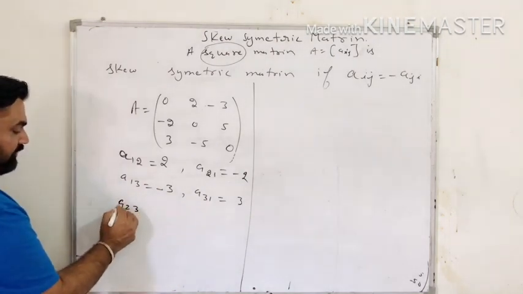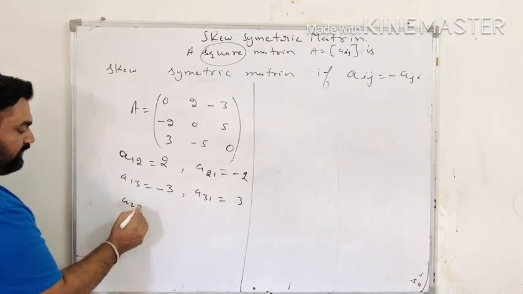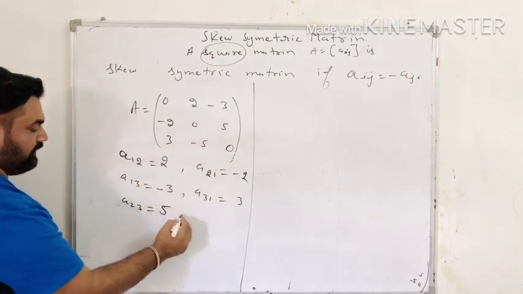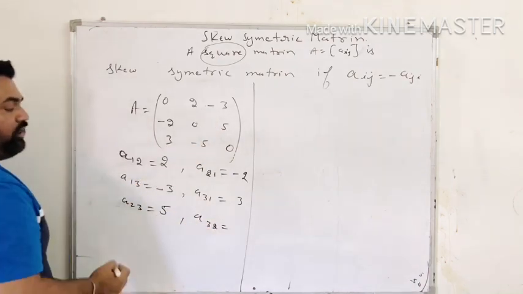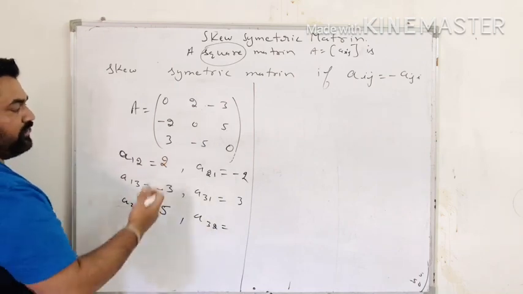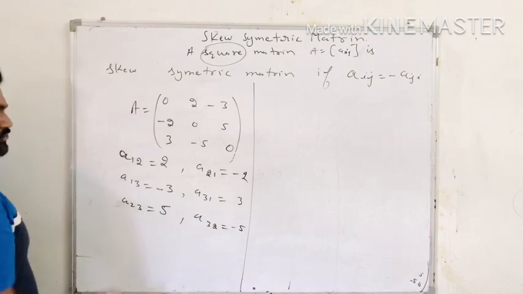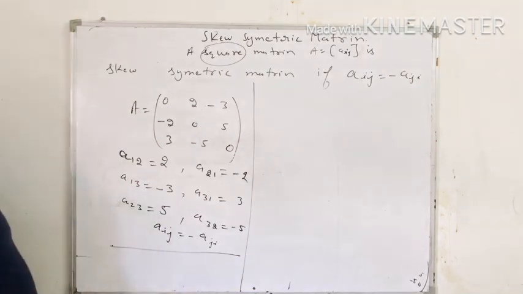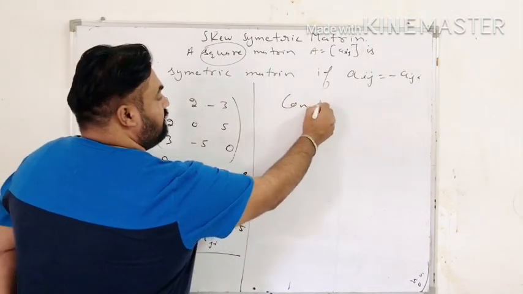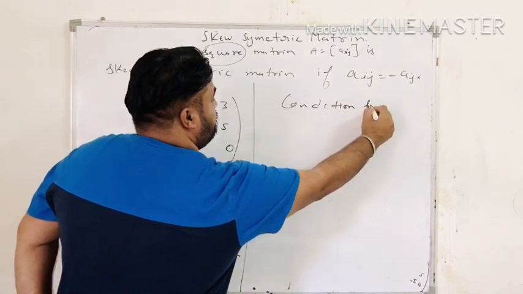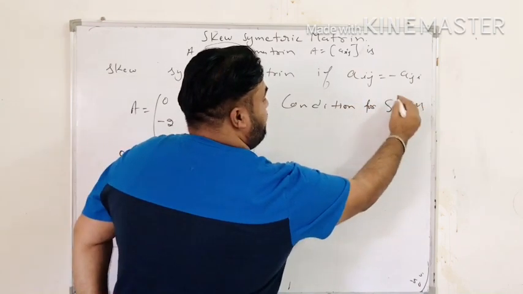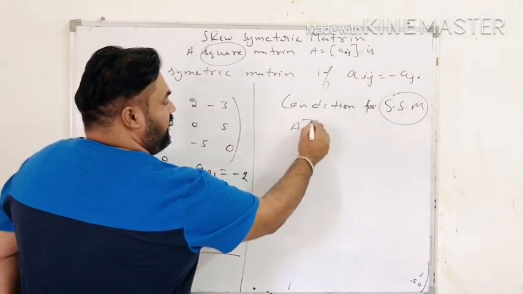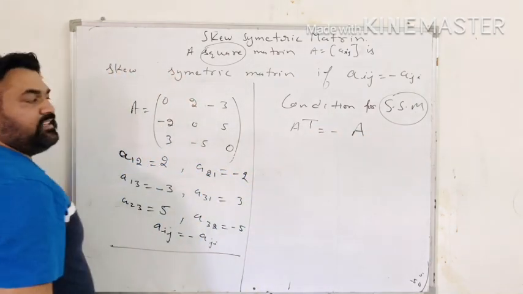Next, A23. A23 is 5. Changing row into column, the element becomes A32, and A32 is minus 5. So Aij equals minus Aji. Now the condition for a skew symmetric matrix: the condition is A transpose equals minus A.